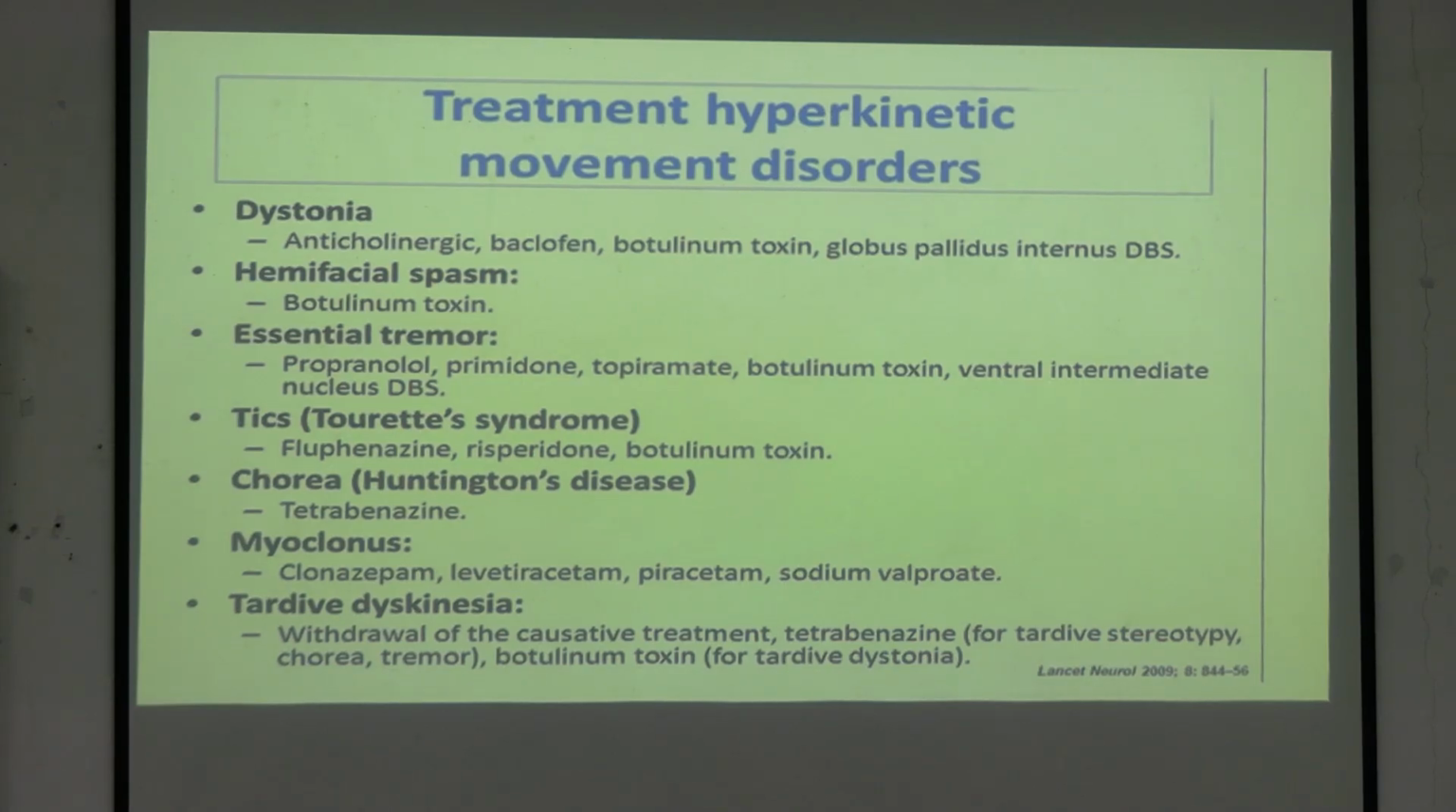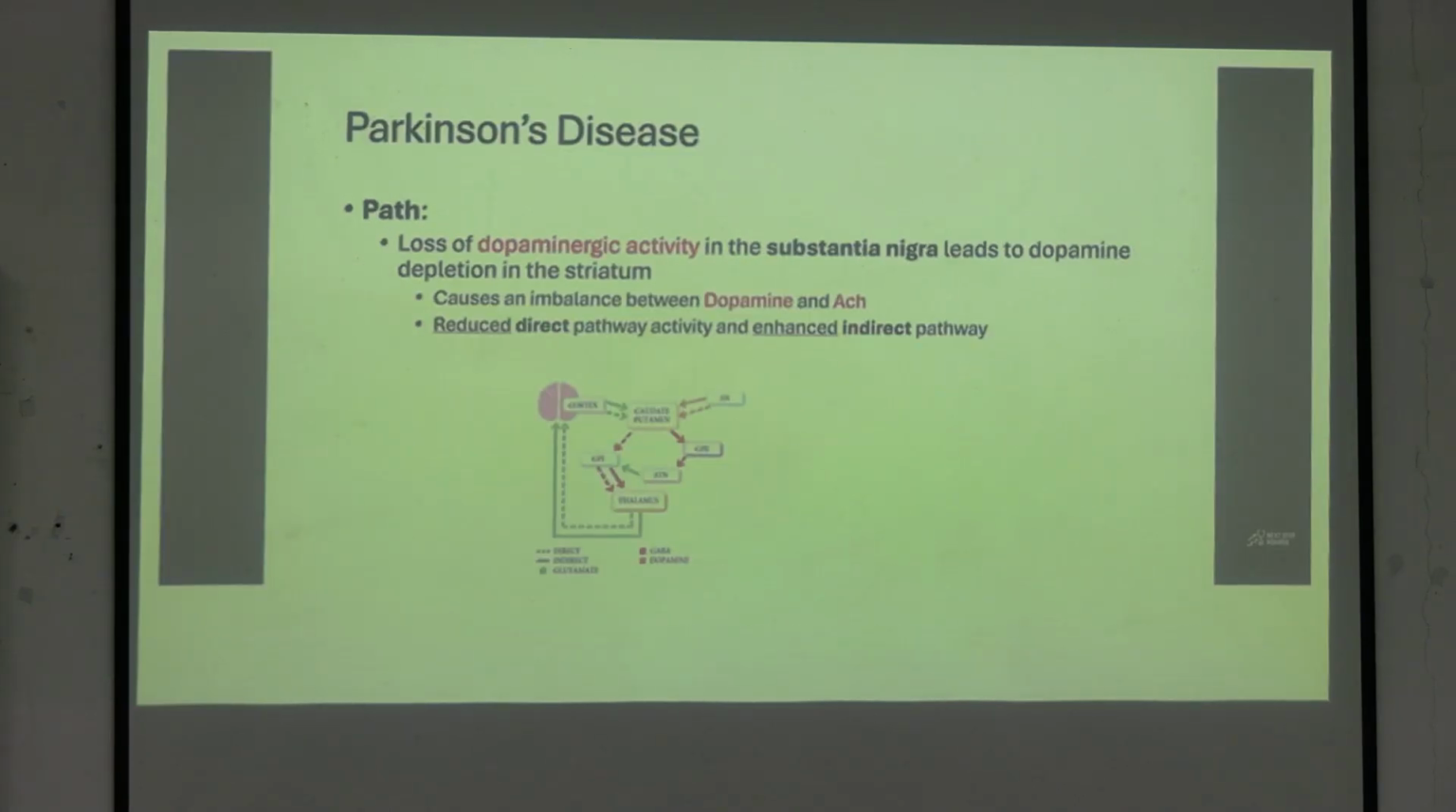Now we will come to Parkinson's disease. Now, all these previous movement disorders were hyperkinetic disorders. Parkinson's disease is a hypokinetic disorder. So it is bradykinesia, less movement, very slow movement, less than normal. So this is bradykinesia. This is the important diagnosis.